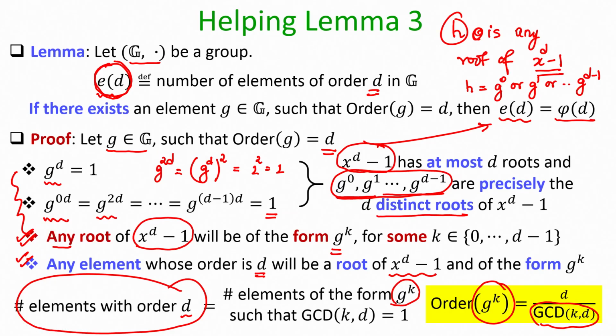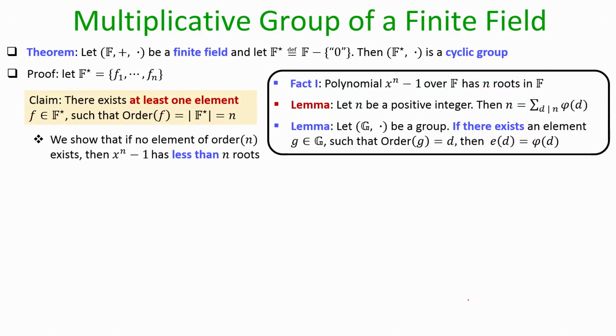That means the number of elements of the form g^k whose order is d is actually equal to the number of elements of the form g^k such that the GCD of k and d is 1. And how many such k's can there be whose GCD with d will be 1? Well, there will be precisely phi of d such k values, and that shows that the number of elements in my collection E of d will be phi of d.